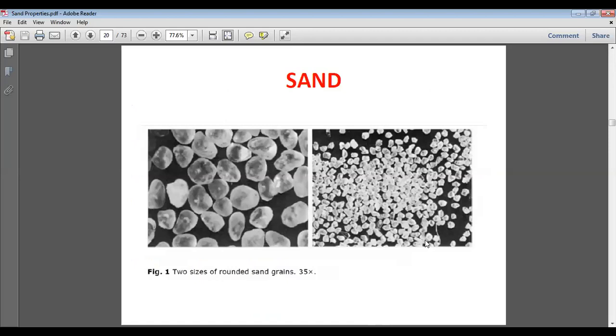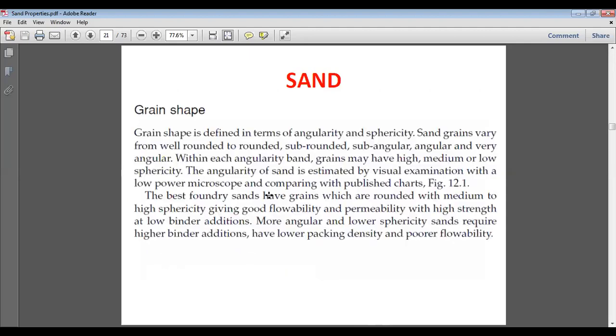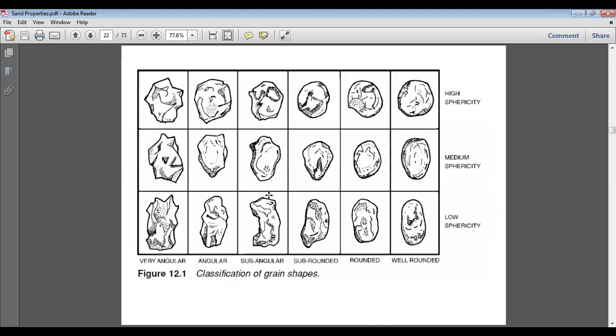This shows two sizes of rounded sand grains. Not only must these be round, they must not contain any sharp edges. This way they will have more collapsibility and more strength if they are circular or almost circular. This picture is 35 times larger than the original. So this is grain shape. We are not going to discuss the grain shapes in detail.